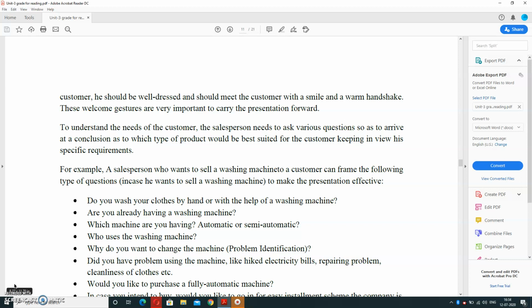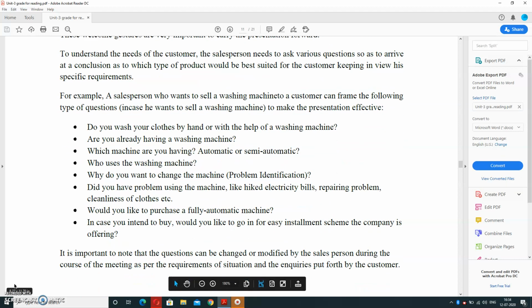Did you have problems using the machine, like a high electricity bill, repairing problems, cleanliness of clothes, etc.? Or would you like to purchase a fully automatic machine? In case you intend to buy, would you like to go for an easy installment scheme the company is offering? These types of questions can be asked of the customer when we are meeting the customer for the first time.